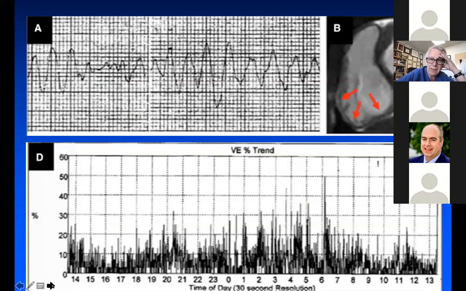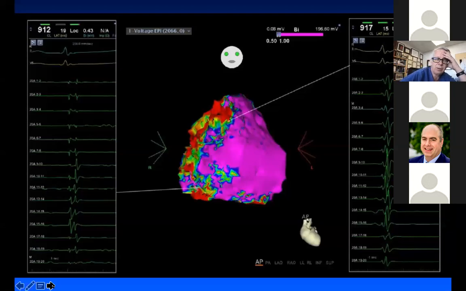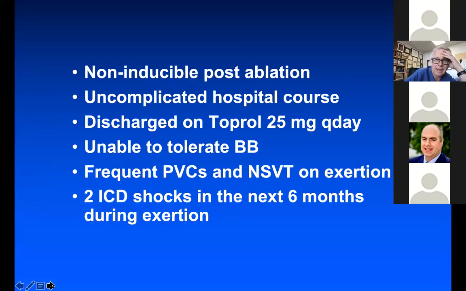Loads of ectopy, classic MRI, positive isoprel infusion test. So Harry goes and does an ablation. This is sort of where you tend to see the epicardial scar. Non-inducible discharge on a beta blocker, couldn't tolerate it. Had some PVCs, non-sustained VT, and we had recurrence within 6 months.